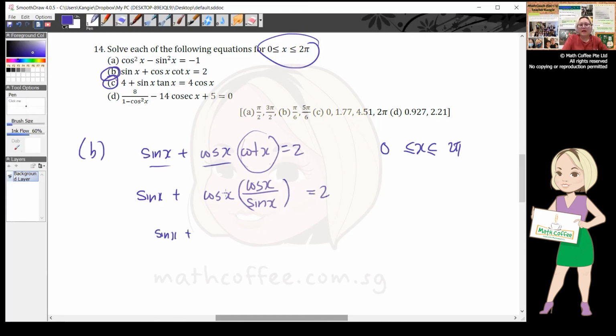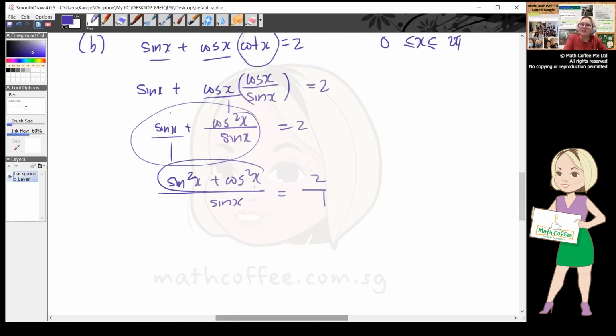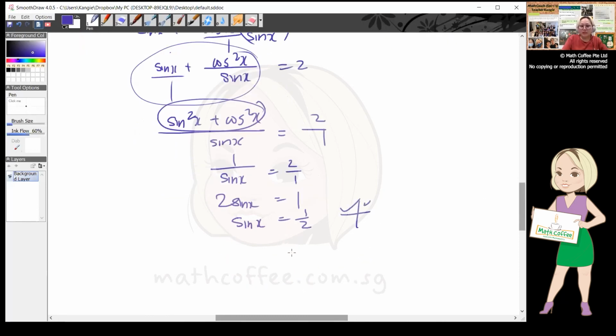So sine x plus, this one I'm going to break up, so it's cosine square x over sine x equals 2. Then combine into a single fraction. So this is over 1, times sine x, so it becomes sine square x plus cosine square x over sine x equals 2. By the identity, this one equals 1. So it becomes 1 over sine x equals 2. Cross multiply, 2 sine x equals 1, sine x equals half. Ta-da! The rest I leave it to you.